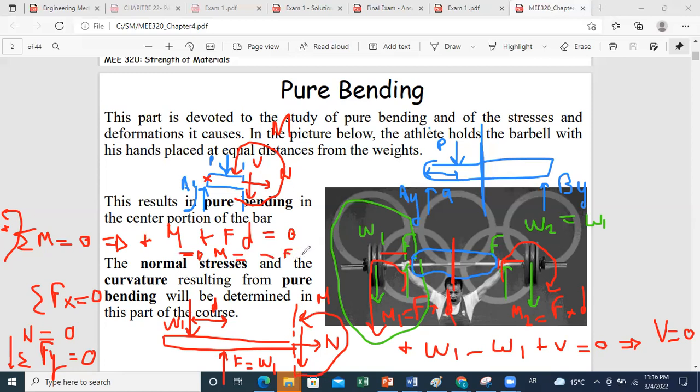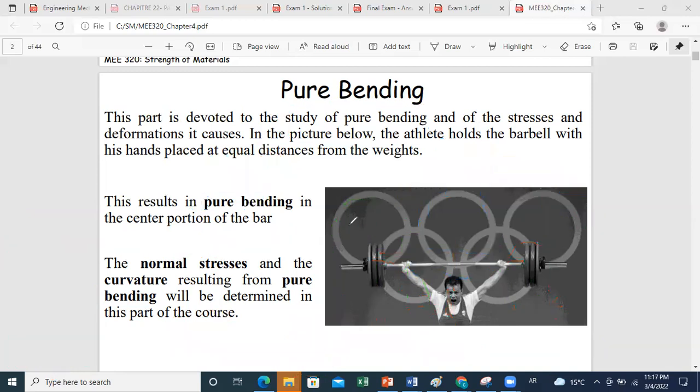And this is what we call pure bending. Whenever in a section of interest you just have a bending moment developed without any other internal forces, then this is pure bending. And we'll see together in this chapter that in pure bending, this bending moment will be due to a certain distribution of normal stresses. And together we'll derive the expression of normal stresses and the curvature of the section, which will result from pure bending. So this is one of the main objectives of this chapter.